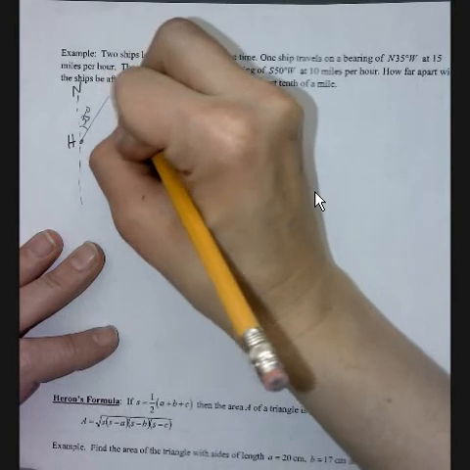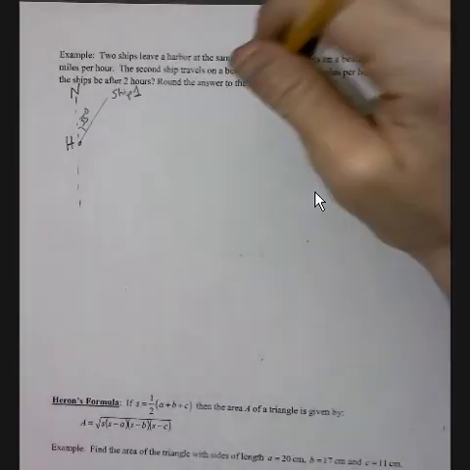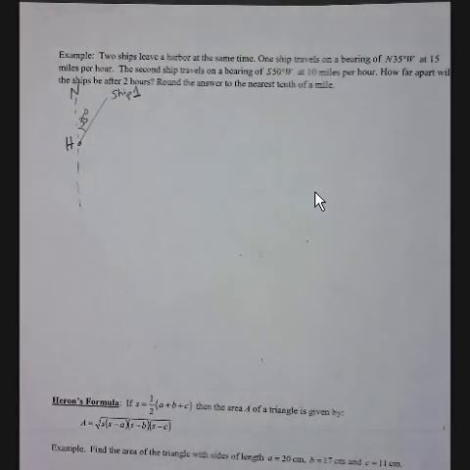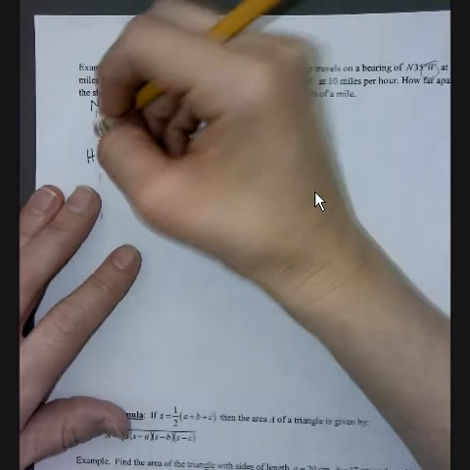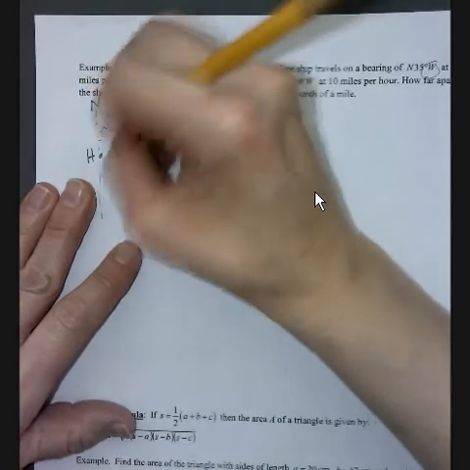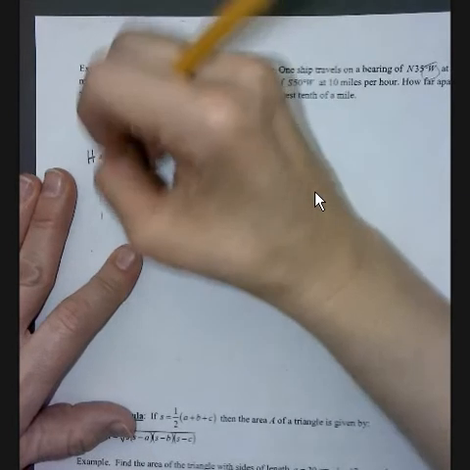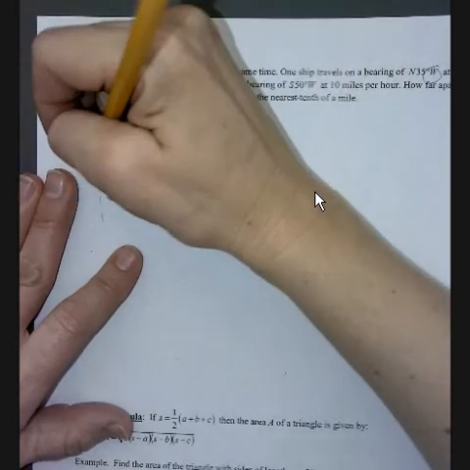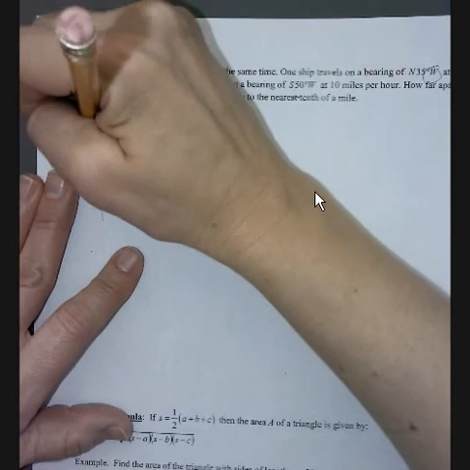The second ship travels on a bearing of south 50. Oh, this is, I went east, didn't I? I mix that up sometimes. I gotta go the other direction. I'm sorry. Erase that. My east and west, I do that a lot. Okay, so west is the opposite way. So this is our 35 degrees. Here's ship 1.